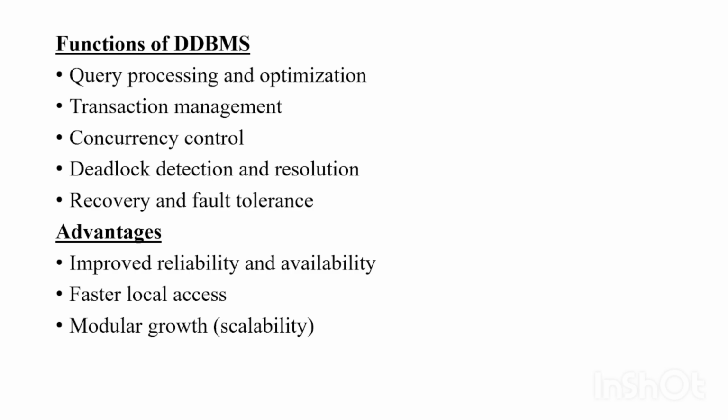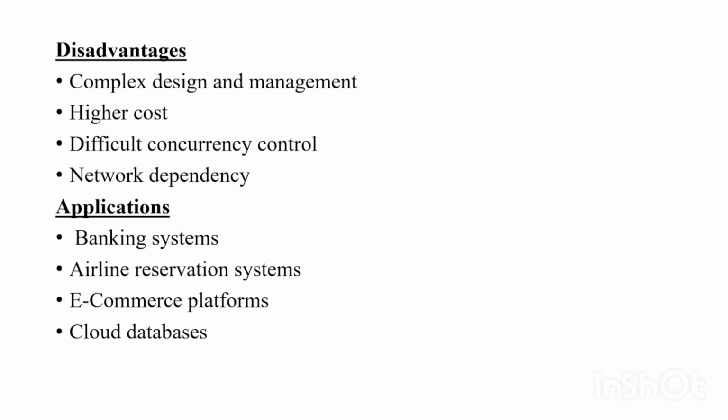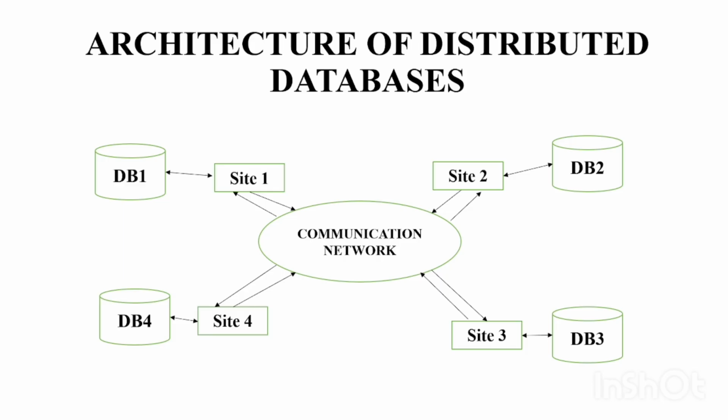The advantages of using it are improved reliability and availability, faster local access, and modular growth. The main disadvantages are complex design and management, higher cost, and difficult concurrency control over the network. Banking systems, airlines, e-commerce, and cloud are some of the applications where we use distributed databases, like online shopping, Amazon, and Flipkart, which we already saw.